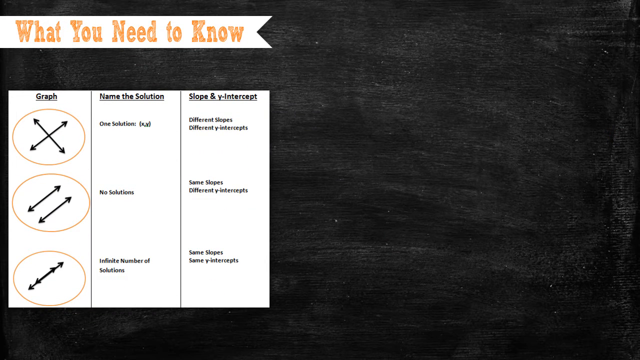So we're using the same graphic organizer. What we need to know is that there are three scenarios when dealing with our systems. We can have a situation where we have a solution when our two lines intersect. We can have a situation where we have no solution because the lines do not intersect, or they're parallel. And then you can have a situation where the two lines are overlapping, hence having an infinite number of solutions.